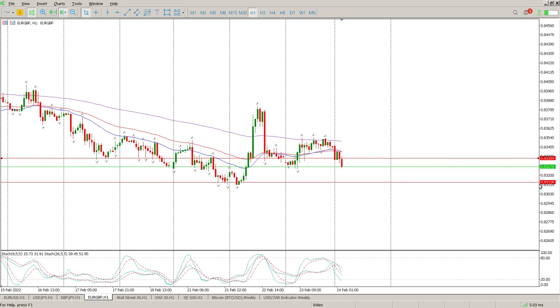Anyway, my overall view here is sit quietly. We are ranging on a lot of these pairs. EURUSD does offer some direction, but for me at the moment, this is a risk-off environment. So just keep your wits about you. Don't overtrade. Don't over position size. And if you're unsure, stay out of it and wait for the dust to settle.